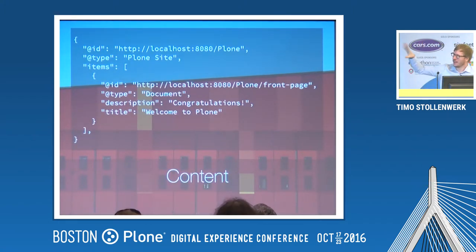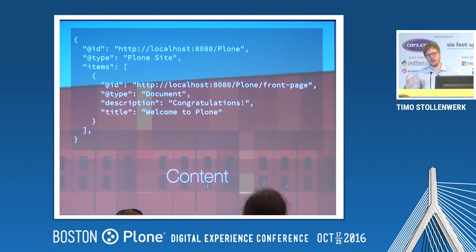So you have a JSON document, say you do a GET request on a Plone site, right? You see localhost 8080 Plone, and you get a list of all items that are inside that Plone portal. Right now there's only one, but you get an ID back, which is basically the URL of that page. So you have the front page, a document type, a description and a title. And if you would click on the ID link, you could follow that and browse the URL, right? That's basically the idea of hypermedia, that you have connected resources or documents that you can browse.